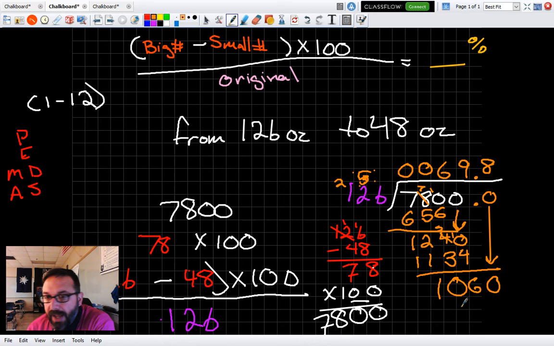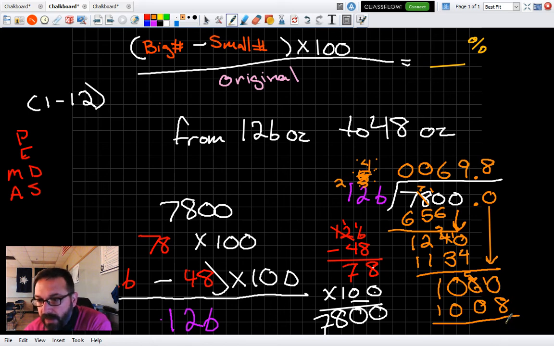8. 8 times 6, 8 times 3 is 24, so double that would be 48. Carry my 4. 8 times 2 is 16, plus 4, 16, 17, 18, 19, 20. Carry the 2. 8 times 1 is 8, plus 2 is 10. Now I subtract. 10 minus 8 is 2. 5 minus 0 is 5. 0 minus 0 is 0. 1 minus 1 is 0.